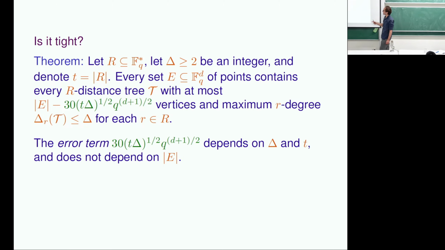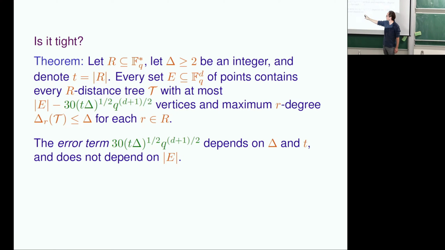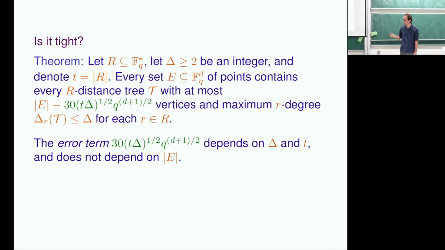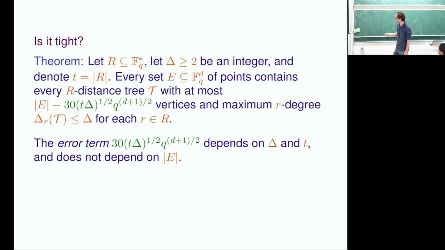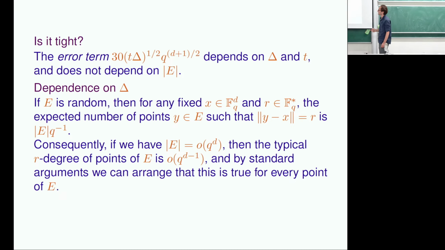The remaining parameters that I'm interested in are delta, which is the maximum degree, t, which is the number of distances used, and something that doesn't show up in the error term, which is the size of the set E. And I'll explain a little bit more why I'm interested in talking about that. So let's talk about the delta first, which is the degree.